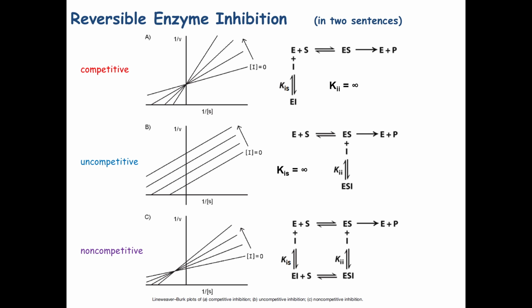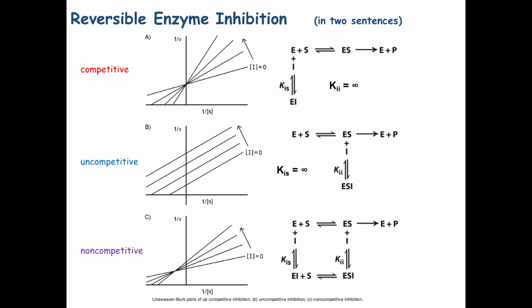So there's really only 3 cases: where the slope changes and the intercept does not, where the intercept changes and the slope does not, or where they both change. And that's why there's 3 types. The trivial 4th one where nothing changes means it's not an inhibitor. Okay?